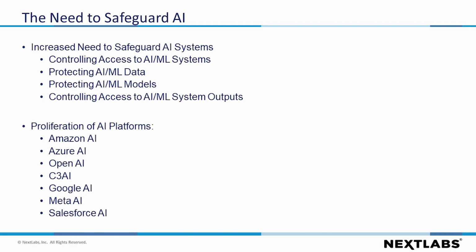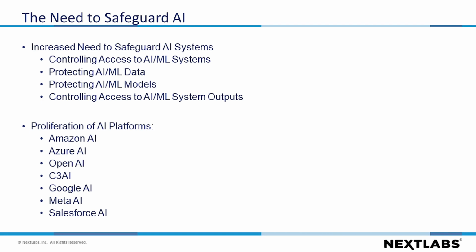Access to the systems themselves needs to be controlled to ensure the integrity of the system. In addition, access to AI and machine learning data and models needs to be restricted so that unauthorized users are not able to compromise them. Finally, the outputs of the AI systems need to be protected so that sensitive data does not fall into the wrong hands.